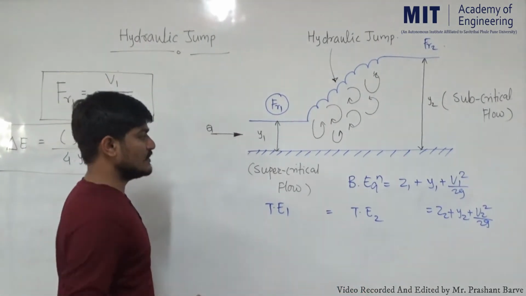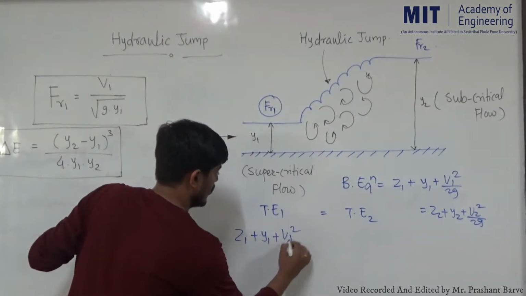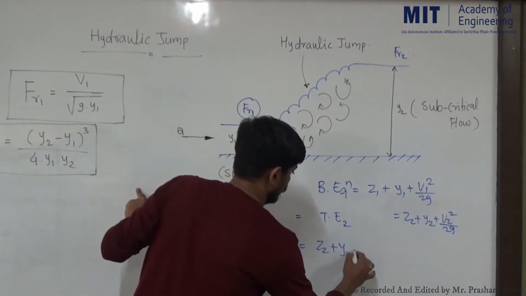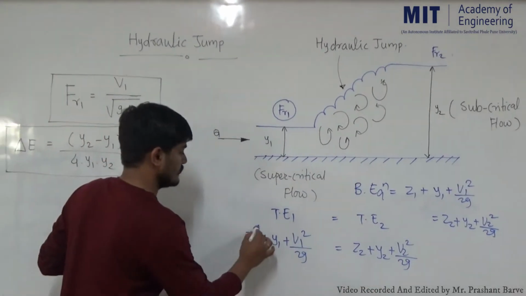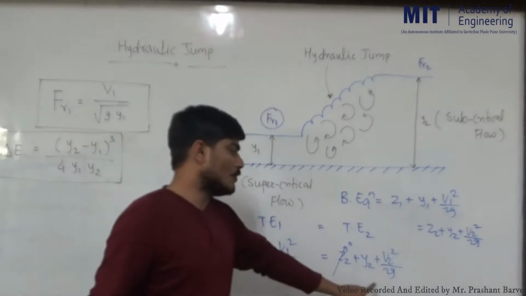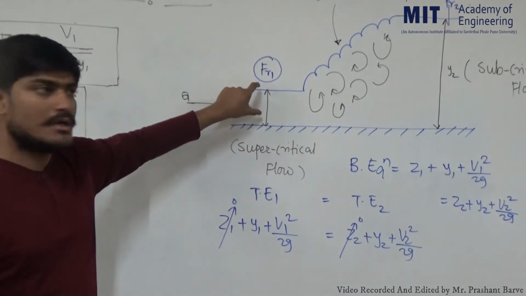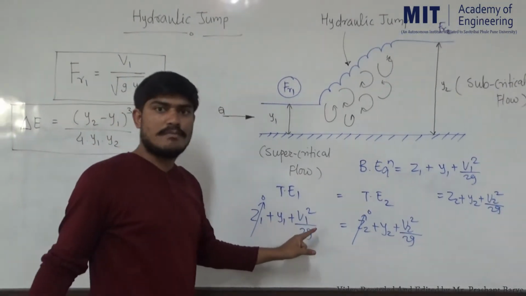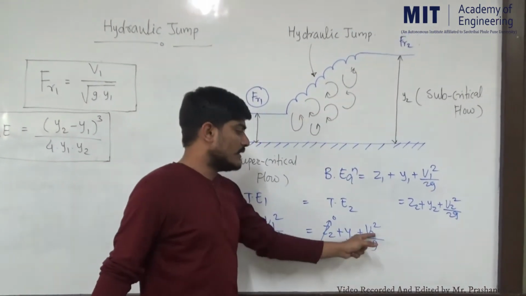So, total energy at section 1, can I calculate it like this? Z1 plus Y1 plus V1 square upon 2g. In the same way, total energy at section 2, I can write as Z2 plus Y2 plus V2 square upon 2g. Since the channel is horizontal, I can neglect Z1 and Z2. So the remaining terms are Y1 plus V1 square by 2g, and Y2 plus V2 square by 2g. Look here, Y1 I can observe practically, experimentally; Y1 is known to me. V1 I can determine as discharge upon area A1. In the same way, I can observe Y2 and determine the area A2.